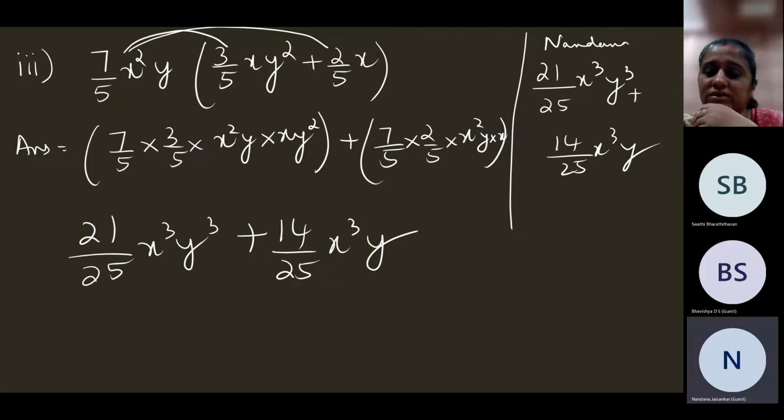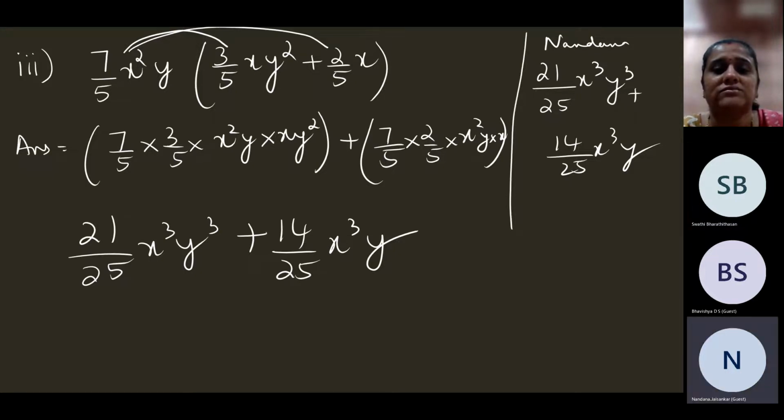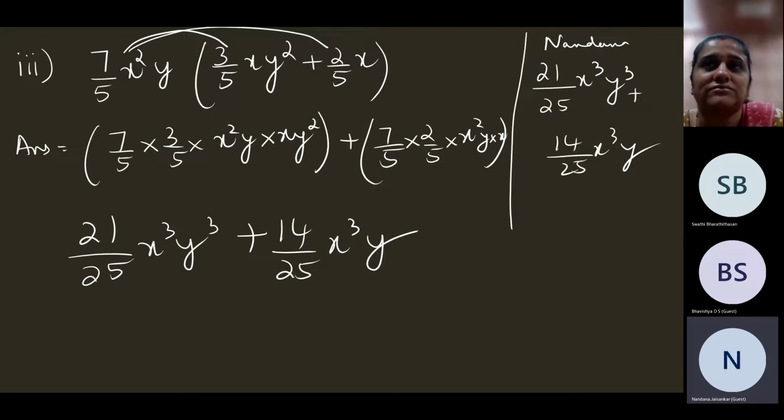Oh, you left 21 by 25 like this? You did not simplify it further. Or do you feel it cannot be simplified further? Ma'am, it cannot be simplified. What is your reason for that? Because 25 and 21 can't be simplified, ma'am. No, it's about adding. Why are you not adding 21 by 25 and 14 by 25 further? Ma'am, because they are not like terms.